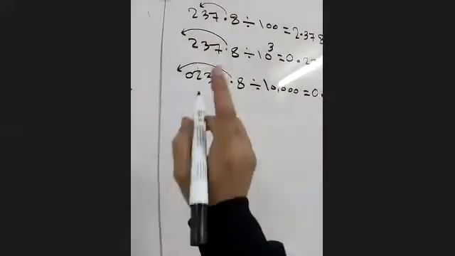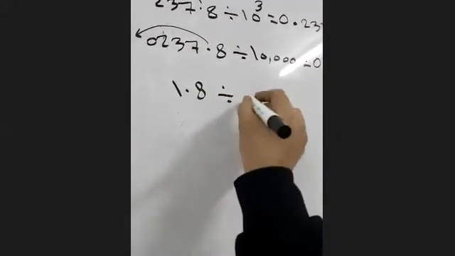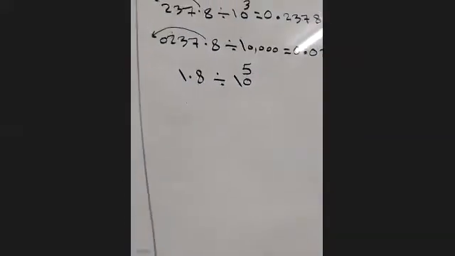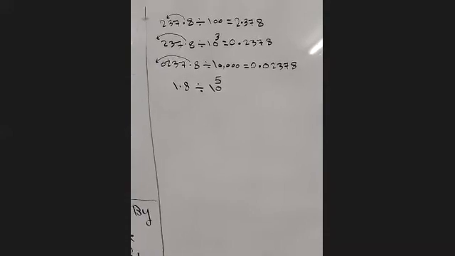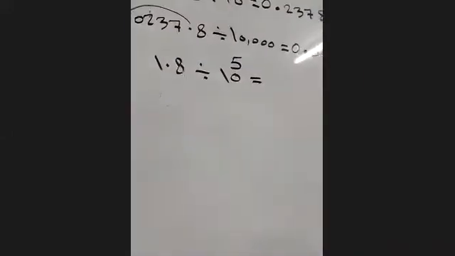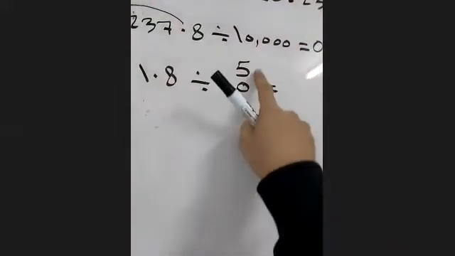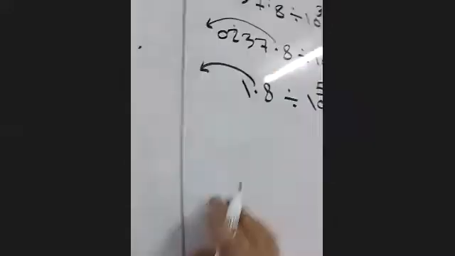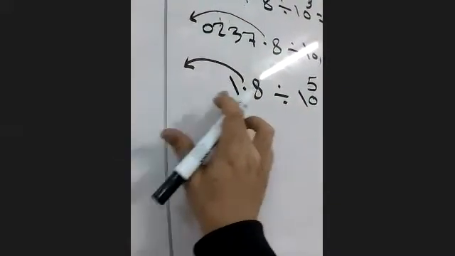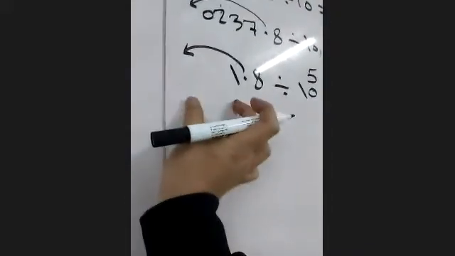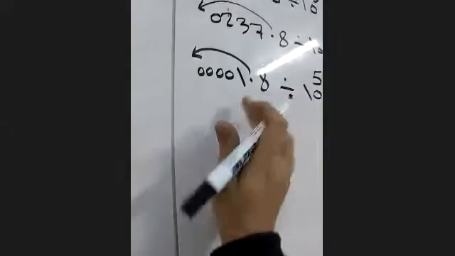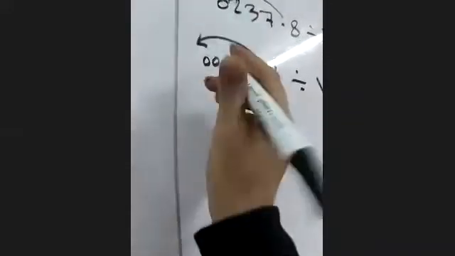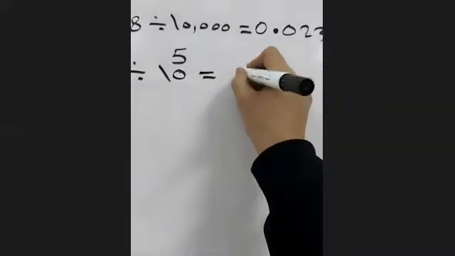For example, 1.8 divided by 10 to the power 5. Here I'm dividing by 10 to the power 5. The power is 5, so I'll push the decimal to the left 5 digits. But I have only 1 digit. So I need to add another 4 digits to make 5: 1, 2, 3, 4. So add 1, 2, 3, 4, 5. The decimal will be here. So the answer is 0.000018, and the empty places get 0.